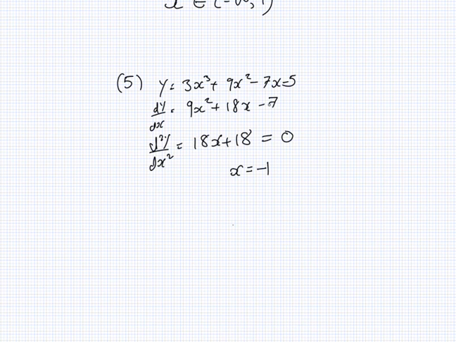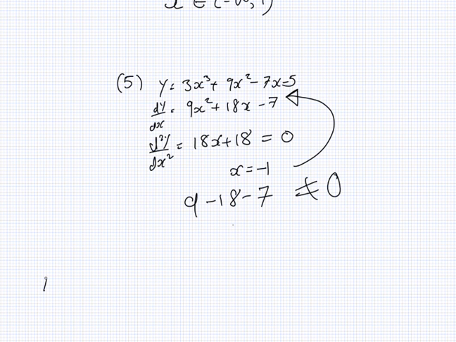So if I put minus 1 in here, I get 9 minus 18 minus 7. Well, I can see that's not 0. So it's fine. It is an inflection point. Is this first derivative positive or negative? Negative. So is it increasing or decreasing? So it's a decreasing inflection point, so it will look like this.